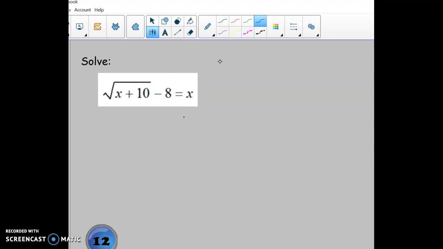Okay, I just have one more question here. This was from review of section 6.5, 6A, getting ready for the test. There's one final solve one that I didn't get to. Again, I would have you try this first and then watch the solution.